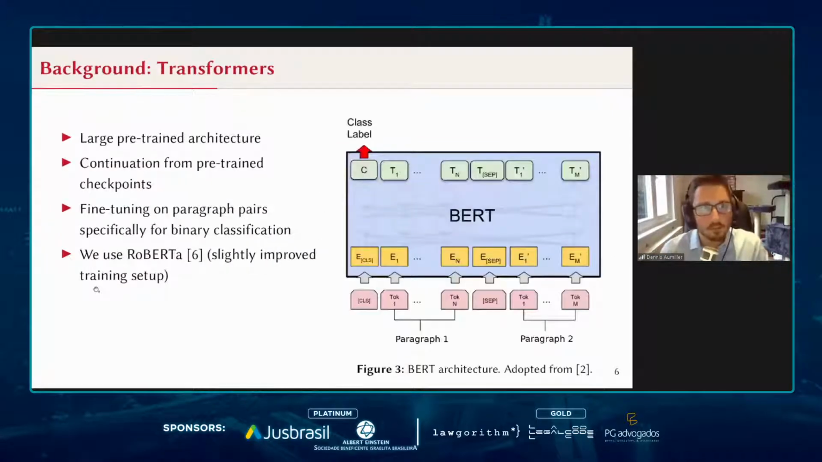Okay, so now to the actual methods used in this work. I'm sure you've heard plenty about transformers this week already. I just wanted to mention why we use this specific architecture here. And there are a few points that we thought made sense from our standpoint. Firstly, those come as large and pre-trained architectures, meaning that we do not have to worry about long and expensive training ahead of time. And especially since we can continue from those pre-trained checkpoints, it is much easier to achieve state-of-the-art results.